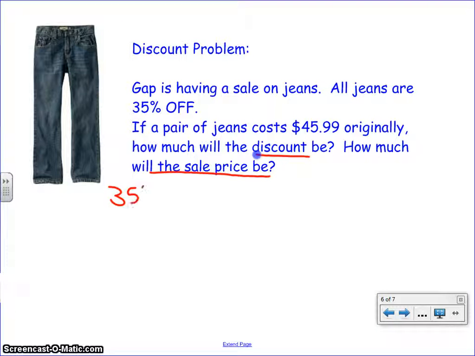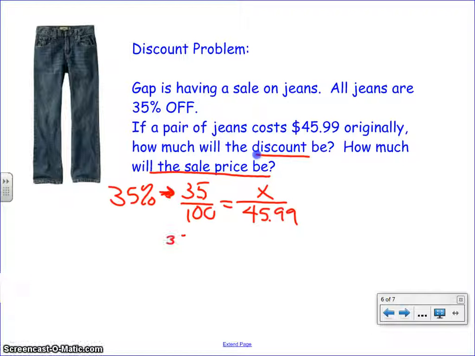We know it's 35% off, which is the same as 35 over 100, right, guys? And the original price of the jeans is $45 and 99 cents. We want to know how much is discounted. How much are they going to take off of that original price? I'm going to get a calculator here. Okay, found a calculator. I'm back. And we're going to have to do 35 times 45.99 equals 100x. So we cross multiply.